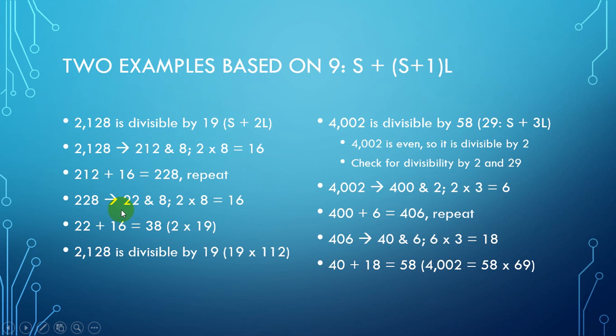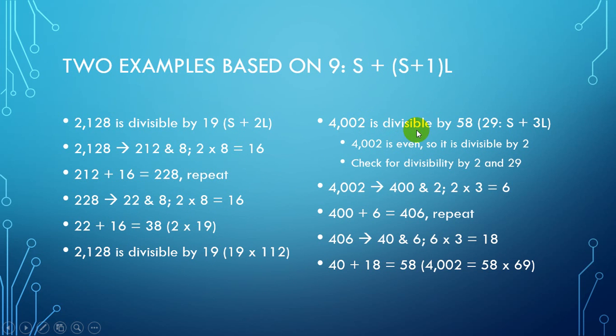228 breaks apart into 22 and 8. Again, you multiply 8 by 2, again giving you 16. So you add 22 and 16, that gives you 38. And there you see clearly a multiple of 19, 2 times 19. So therefore, 2,128 is divisible by 19. 19 times 112. Wow, this is like magic, right? One more example for you.